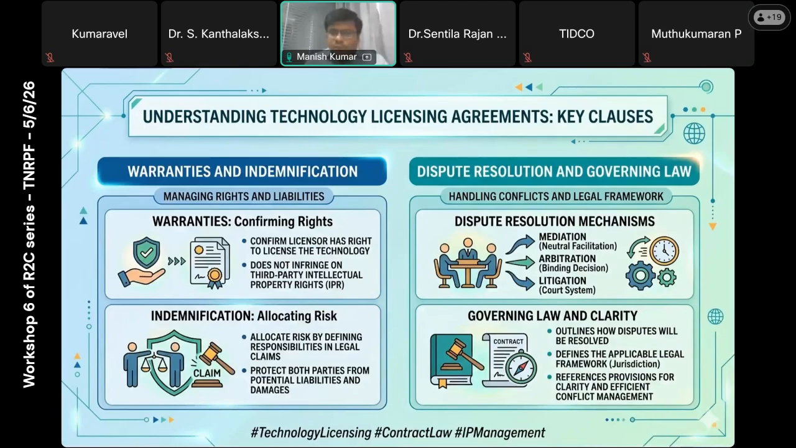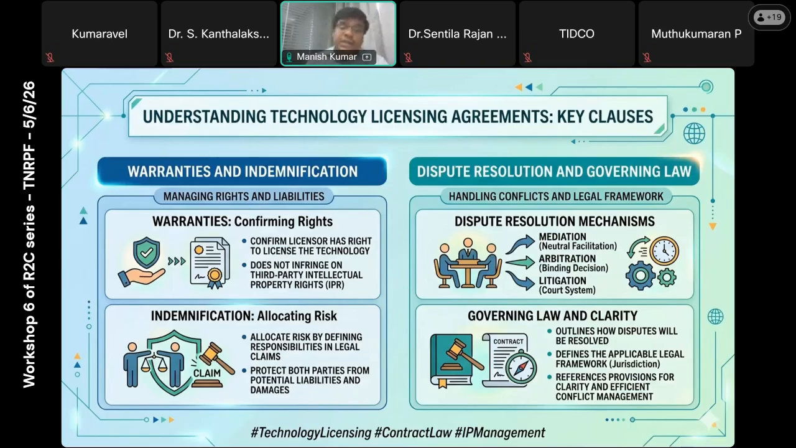Then you will find some boilerplate clauses: warranty and indemnification, dispute resolution, and governing laws. These are standard clauses you can include. For example, indemnification is important for the licensors, that if the product goes out in the market and because of some manufacturing defect, if a customer sues the company, that should not come back to the licensor. Similarly, the licensor can give warranties that our technology will work. If it does not work, the payments will not come.